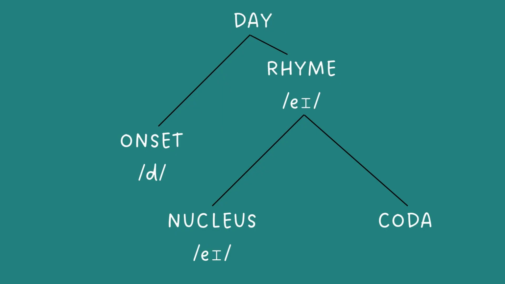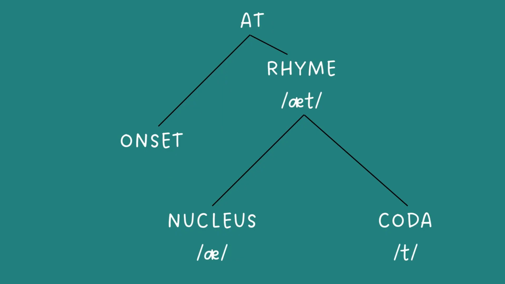Next is day. The onset is the sound d because it comes before the vowel. The nucleus is a, which is a vowel sound. There is no coda in this example because no consonant sound comes after the vowel. It happens, and that is acceptable. The rhyme is simply the nucleus sound itself, a. This example shows that a syllable can exist without a coda.